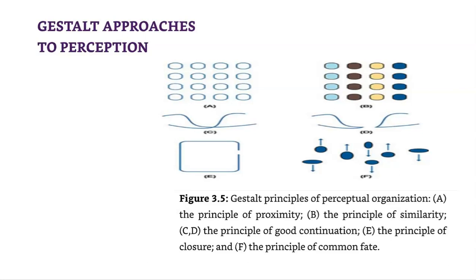Now, strictly speaking, that square isn't closed. It's open, but we see it as a whole rectangle shape, even though the edges are rounded. And then F, the principle of common fate.